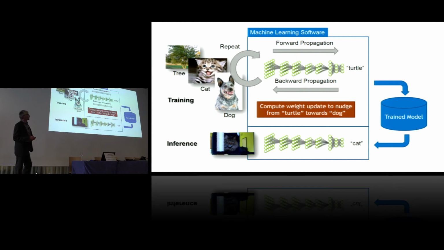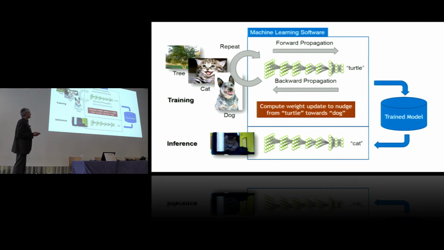So we can compute from here an error. What would be the right classification? That is, of course, dog. And then we can backpropagate the error through the network in the same way as we have forward propagated, and compute a gradient for all the weights. And the weights are the only free parameters of the network.